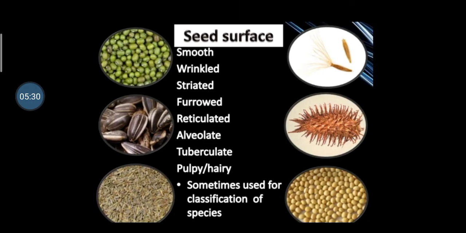Now seed surfaces are of different types. They can be smooth, they can be wrinkled. Smooth seeds, example pea. They can be striated, furrowed, reticulated, areolated, tuberculate. They may have hairs on them, and sometimes they are used in the classification of species as well.